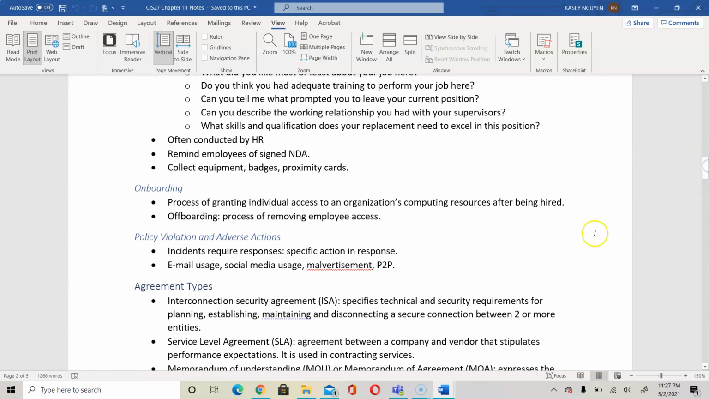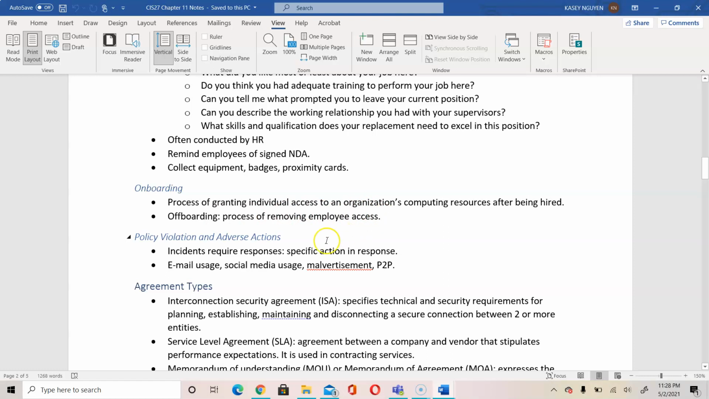The onboarding process is to grant people access to resources, to applications, to systems access when they get hired. And when the employee leaves the organization, there has to be an offboarding process. This is when the IT team would disable the account, removing the employee's access to different areas of the network.